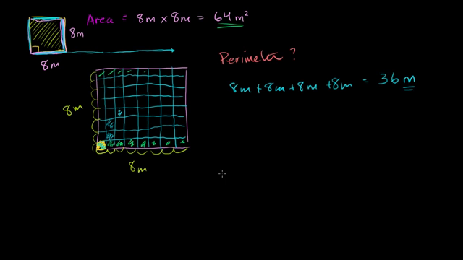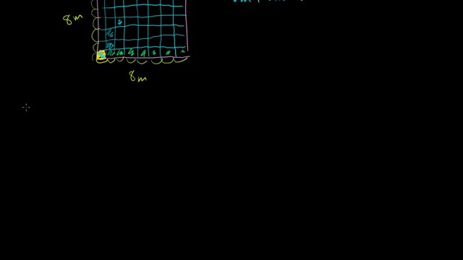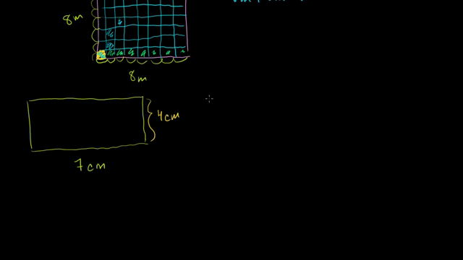Now, let's make it a little bit more interesting. What happens if instead of a square I have a rectangle? I have a rectangle like this. Let's say that this side over here is 7 centimeters. And let's say that the height right here is 4 centimeters.